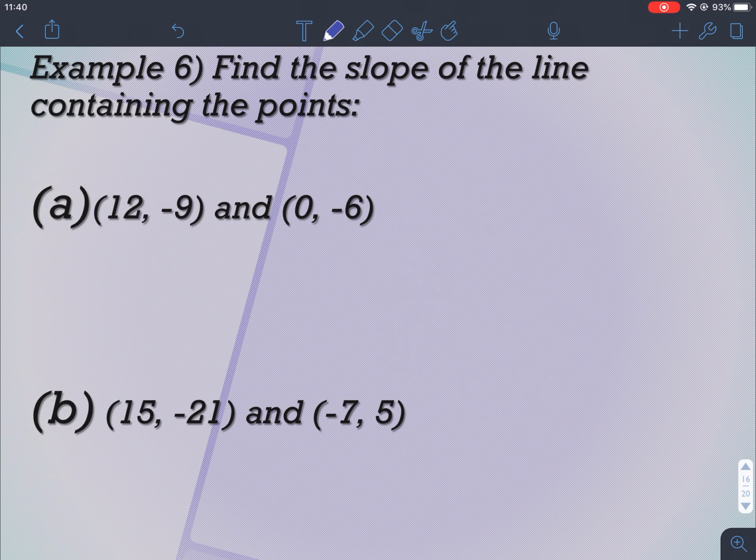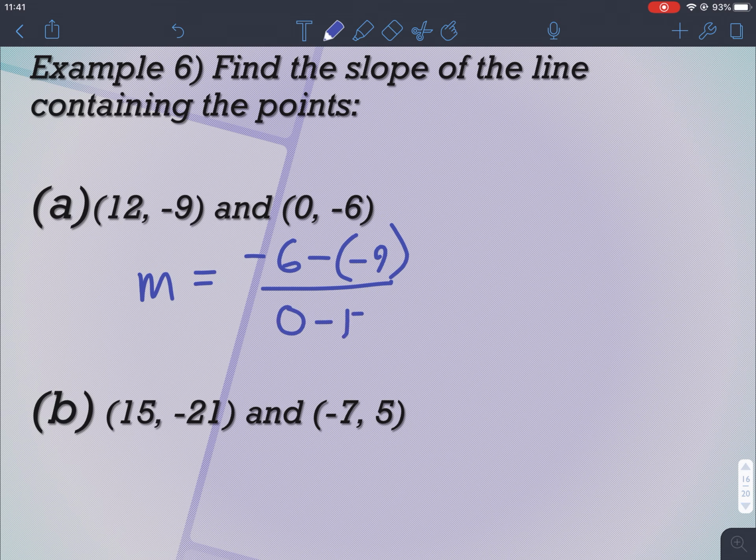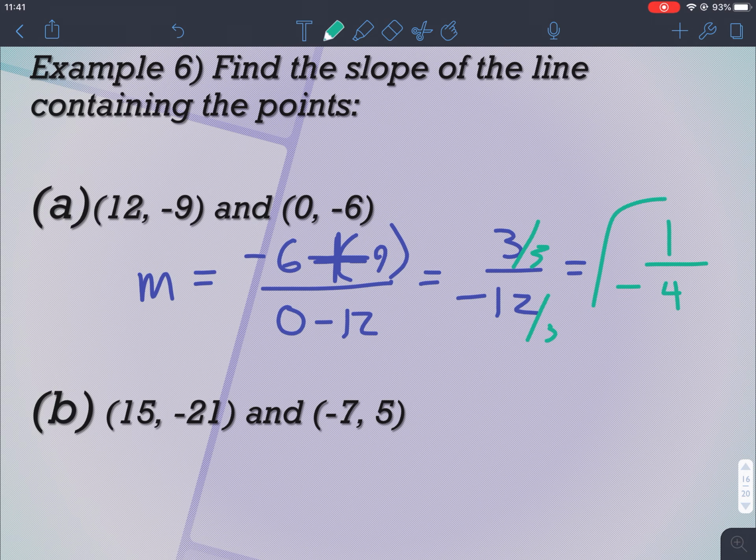Next, find the slope of the line containing the points (12, -9) and (0, -6). We're going to do -6 minus -9 divided by 0 minus 12. So -6 plus 9, that's going to be +3 over -12. Be sure to reduce your fraction. Divide by 3 on the top and bottom to reduce it, and we get 1 over -4, so -1/4.